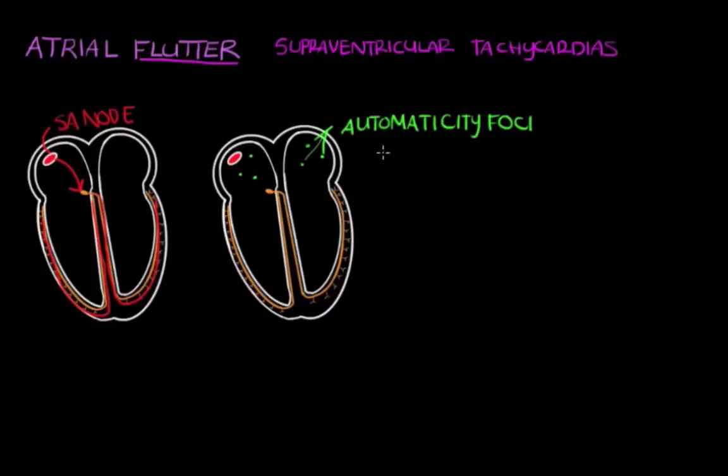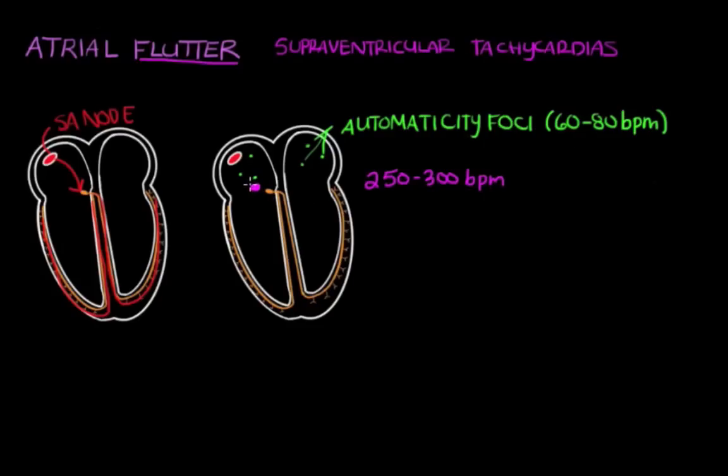These backup pacers only fire in the event that the signal from the SA node is not efficiently or effectively reaching the AV node, and they fire at a rate between 60 and 80 beats per minute, or BPM. In atrial flutter, there's a really irritable automaticity focus, and I'm drawing that here in purple. This irritable focus is going to fire at a rate between 250 and 300 beats per minute, which is a lot faster than the rest of the foci.